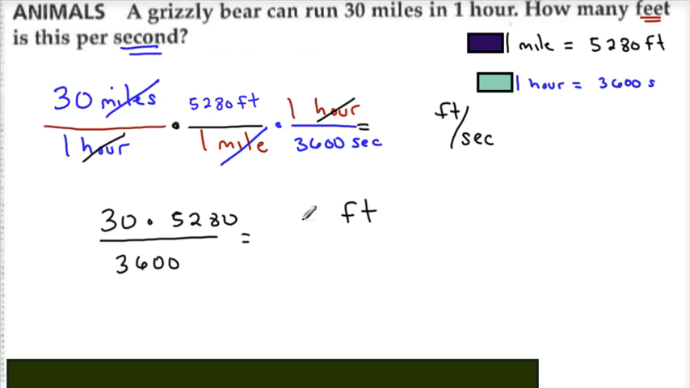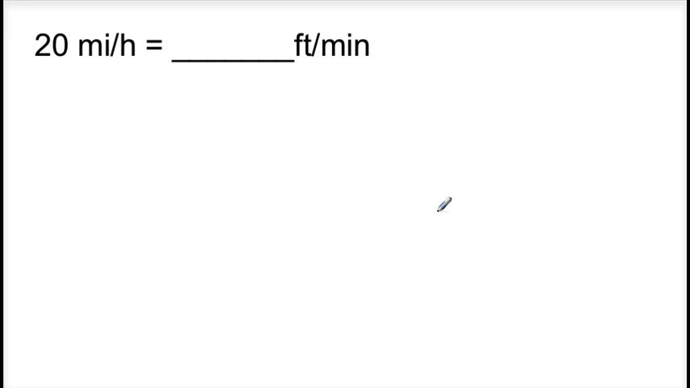And we should get an answer here of 44 feet per second. So our next example, 20 miles per hour equals how many feet per minute?